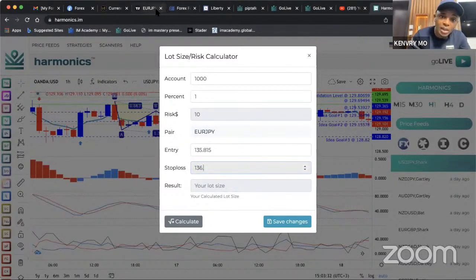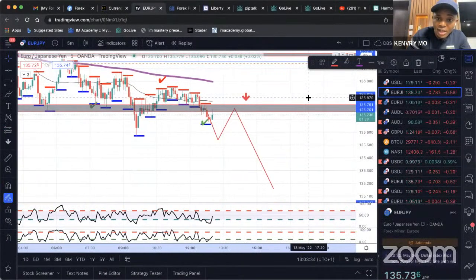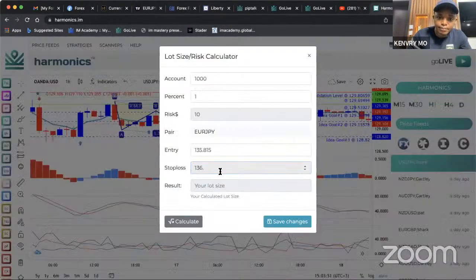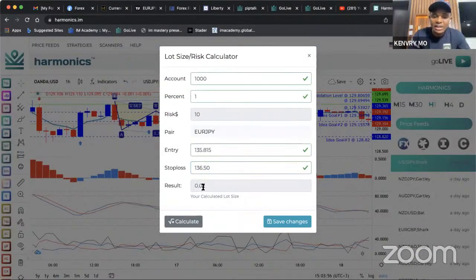What was the number there? What number did I give to you? You typed it, nobody typed it down. So 50 pips from 815 will be plus 50, is 86.30. So let's just say 86.30. That's around 50 pips. I don't know my lot size. I click on calculate, and it tells me my lot size.